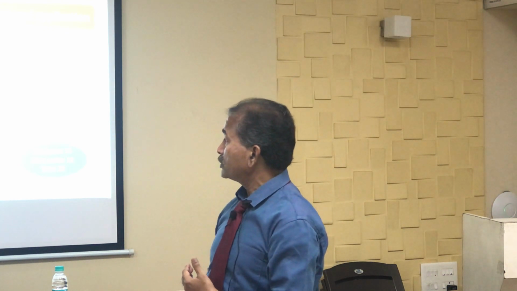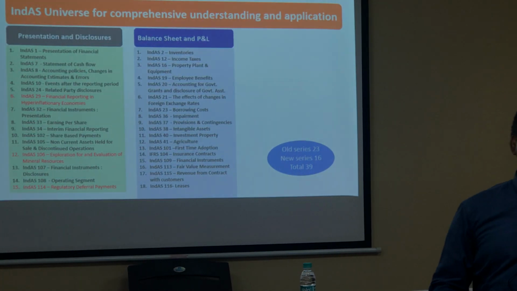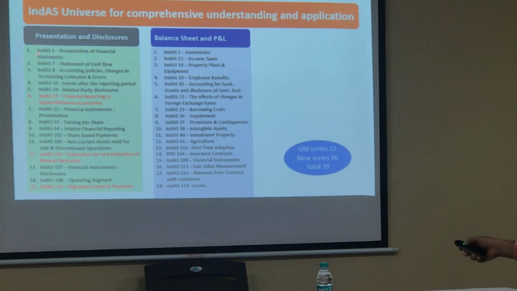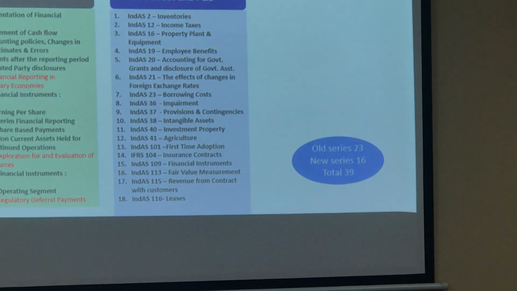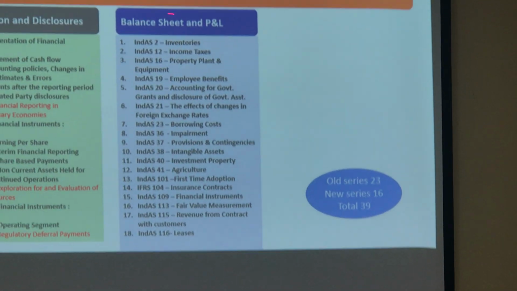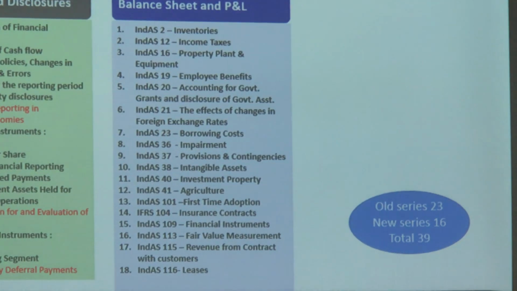And IndAS 108 about the operating segments talks about how a company should break up different segments and disclose information about those segments so that the readers of the financial statements are able to arrive at better decisions. Then of course you have IndAS 114, which is on regulatory deferral accounts. Then you have balance sheet related IndASes, which is again 18 of them. So these 15 standards are relating to presentation and disclosure, and then you have 18 standards which relate to the balance sheet and P&L specifically. Now which are these?